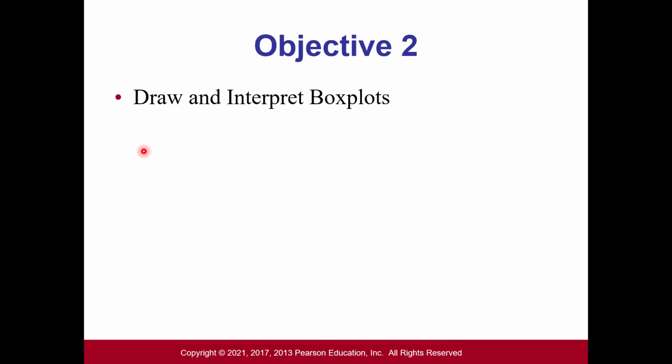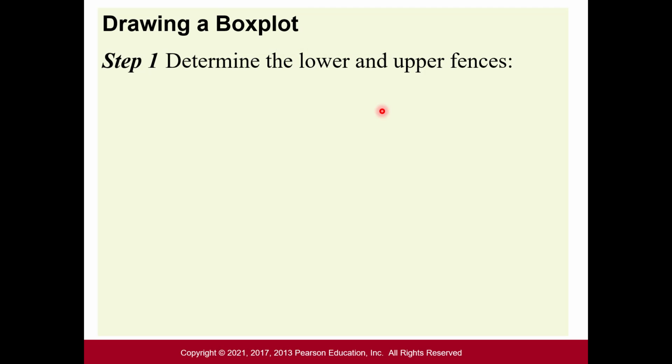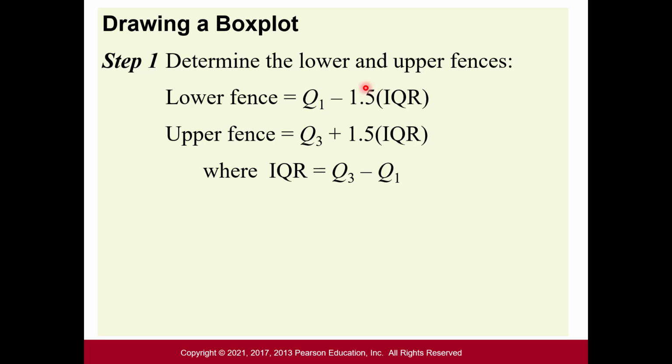The next thing we're going to talk about is how to draw and interpret box plots. Here are some steps for this. Step 1, determine the lower and upper fences. We've talked about this before, but the calculations involve the interquartile range, which, if you recall, is just quartile 3 minus quartile 1. For the lower fence, you take quartile 1 minus 1.5 times the interquartile range. And for the upper fence, quartile 3 plus 1.5 times the interquartile range.